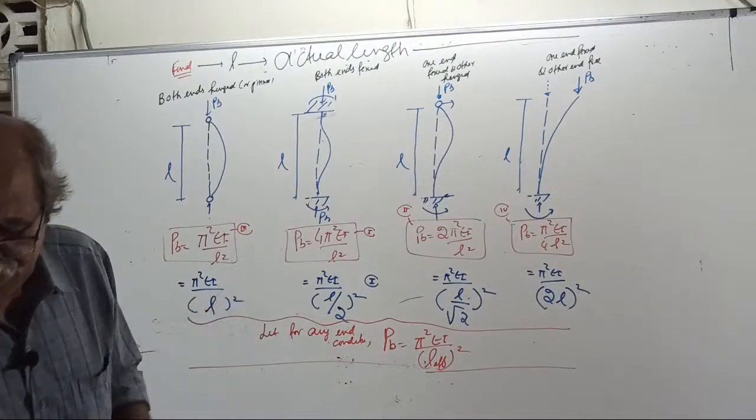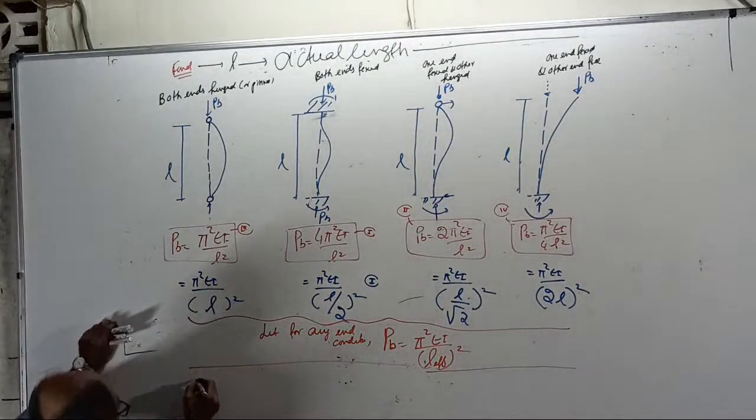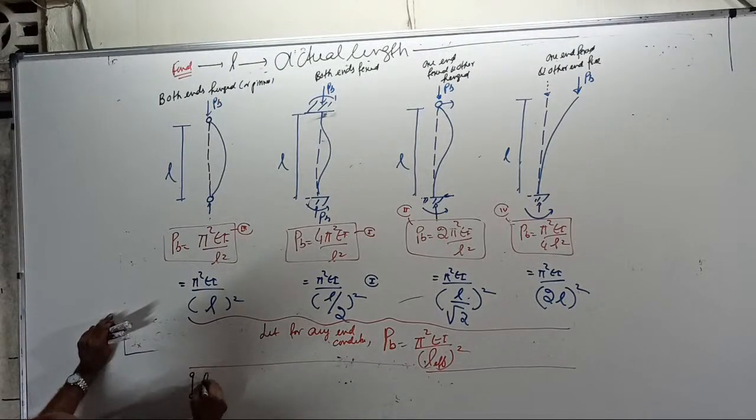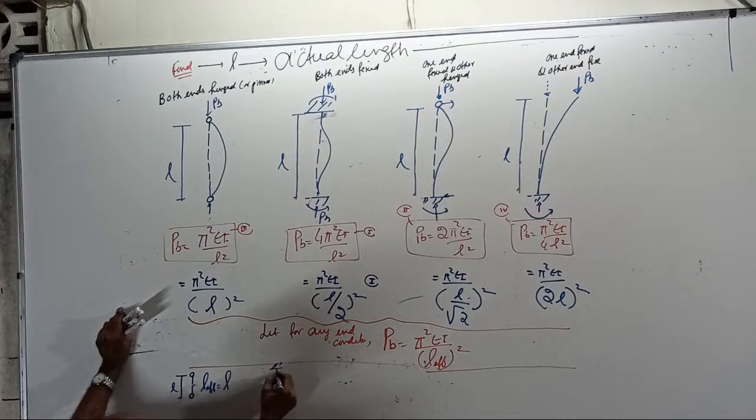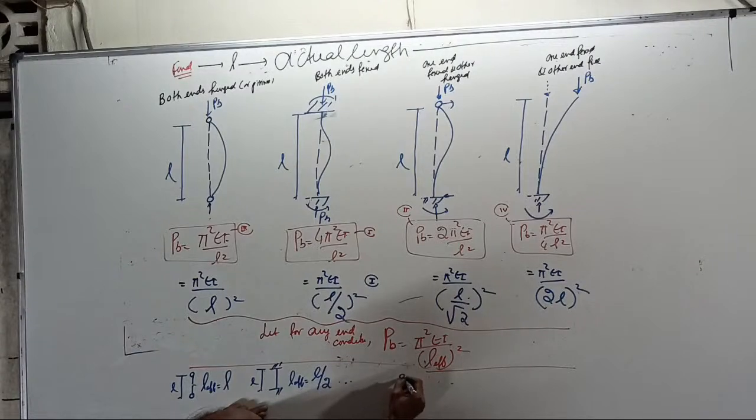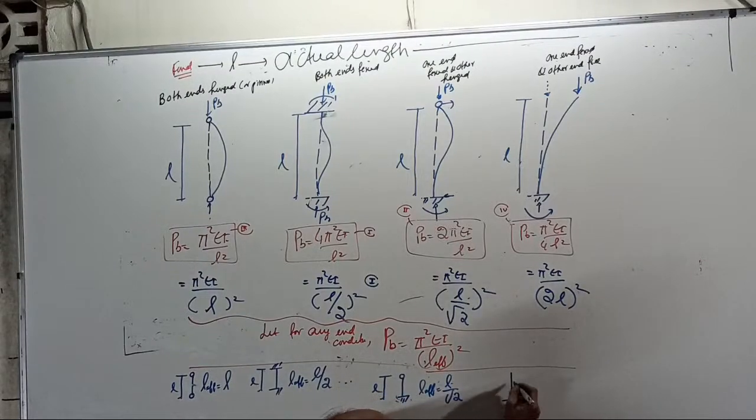Okay, see now. When both ends are pinned, if the length is L, the effective length is also equal to L. When both are fixed ends, if the length is L, the effective length equals L by 2. If one end is pinned and the other is fixed, if the length is L, the effective length equals L by root 2. Whereas if one end is fixed and the other is free, if the length is L, the effective length equals 2 times L.